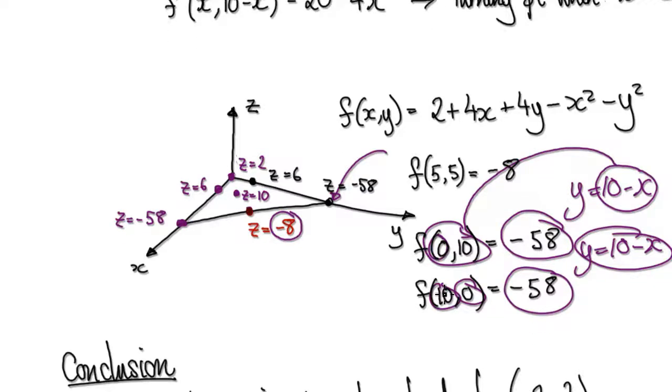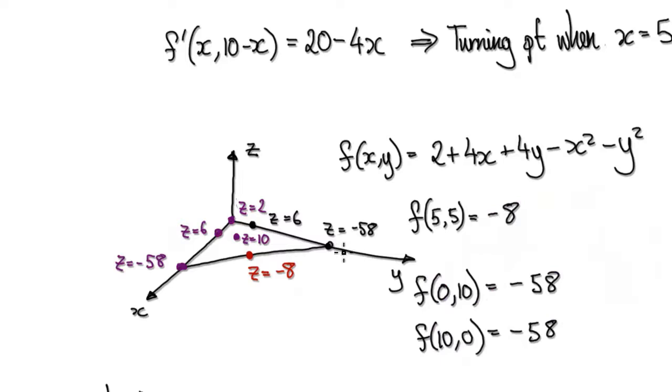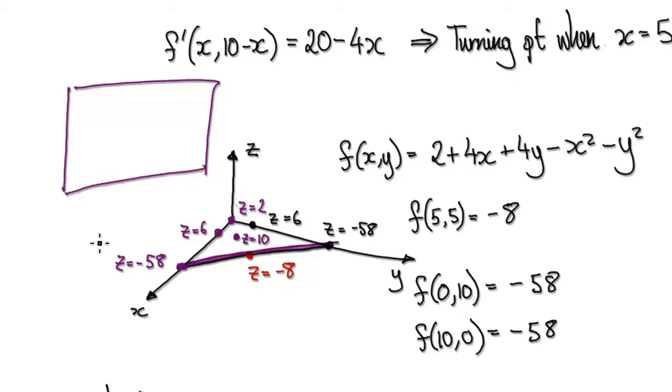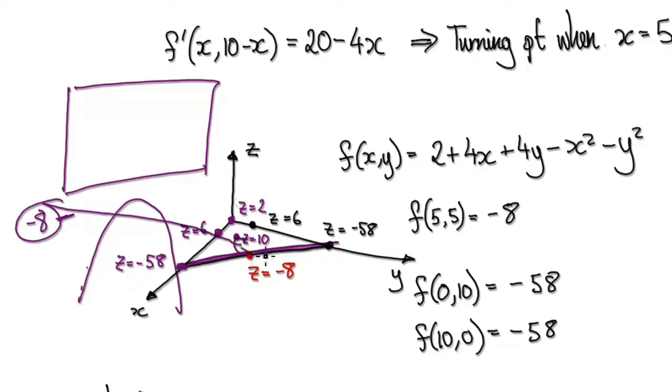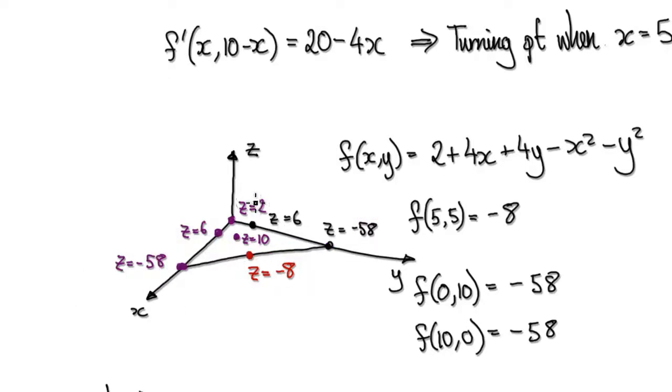So now we've got everything. Our sheet of paper earlier looked something like this. Elevation of negative 8, that's this point here. When x is 0, the elevation would be negative 58. When x equals 10, remember we are considering this diagonal line, the elevation would be negative 58. So overall, in the previous video we worked out all these elevations here. In this video we looked at the diagonal one.